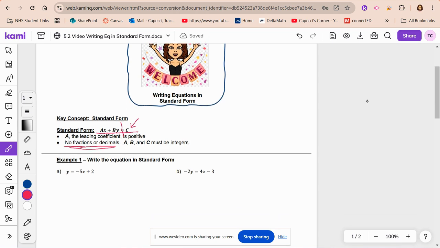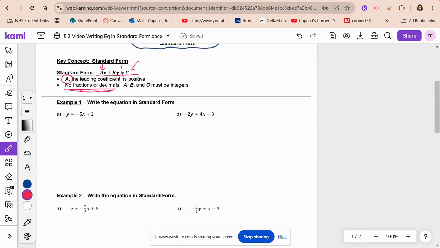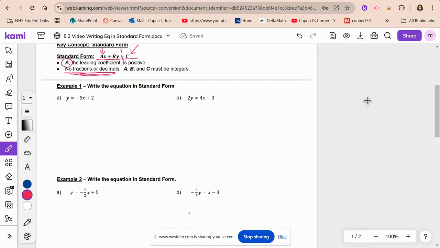We have no fractions or decimals. They must be integers. And A, which is the leading coefficient, the coefficient right before X, is always going to be positive. Okay, so we're going to look at some examples today. So here's the first one.